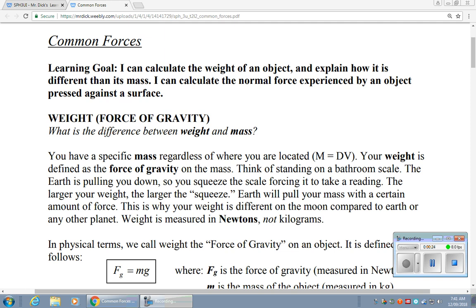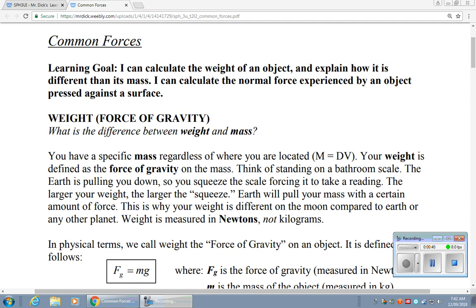And so before we talk too much about the force of gravity, we also need to talk about a new concept of weight. Weight is something that you've probably heard a lot before, but you always thought of it as meaning the same thing as mass. But there is a difference.